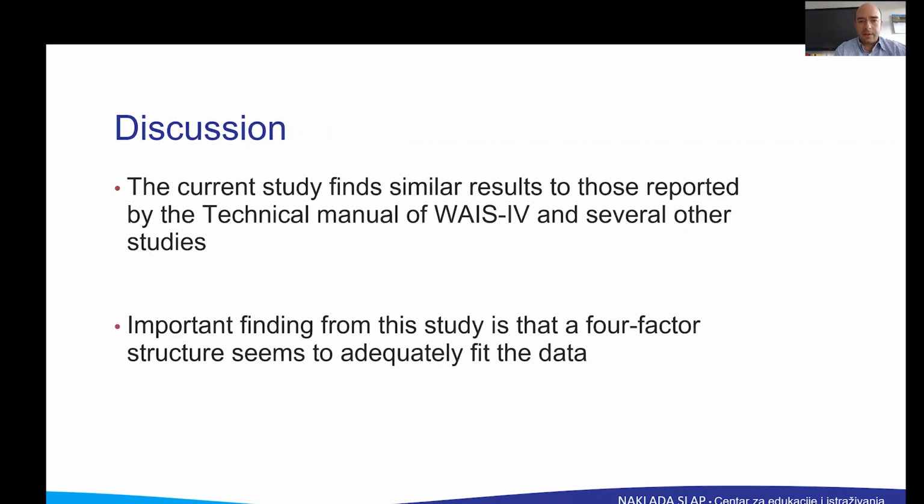The current study finds similar results to those reported by the technical manual and several other studies. Our variance, which we explained, is greater than in other studies, like the before-mentioned Nelson or Collins in the introduction. And I'm keeping this very short. The most important finding from the study is that the 4-factor structure seems to adequately fit the data for our sample, for the creation sample.